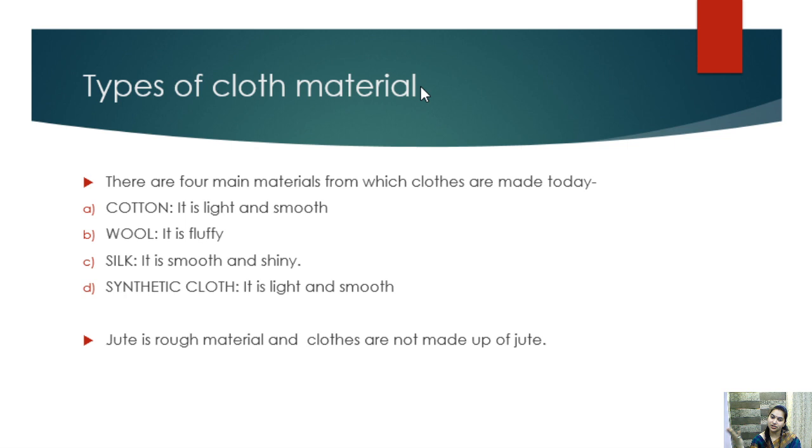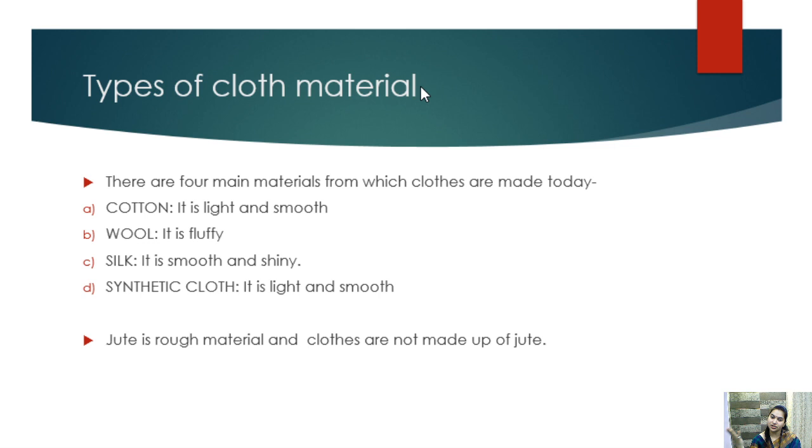Okay, so these are the different types of main materials, that is cotton. So cotton is light and it is smooth, isn't it? Cotton is light and smooth and it also absorbs sweat. Okay, so we wear cotton clothes in summer. Why? Because cotton clothes are very soft, it can absorb sweat and it allows the air to pass through it.